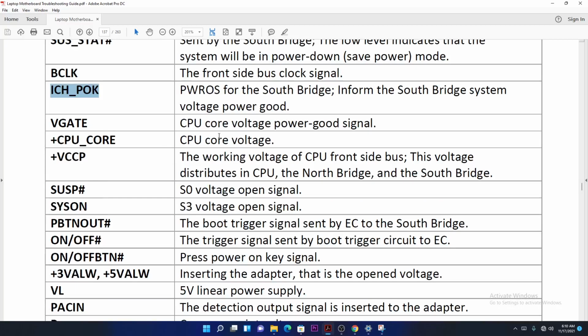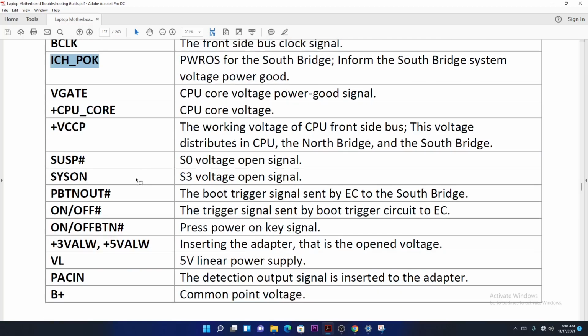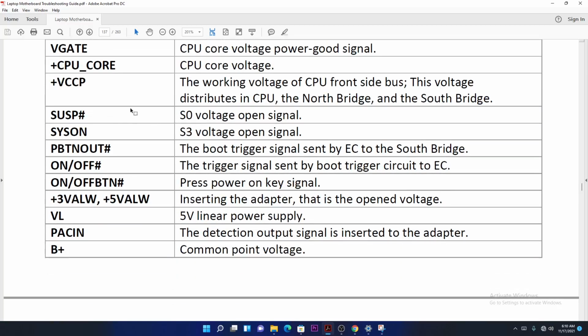Okay, CPU core, this is a power supply for a CPU. This is a power for what? For a CPU. VCCP, this means the working voltage of the CPU. Suspend. Okay, let's say the USB ports. Let's say you connect a charger on your laptop, right? The screen won't receive any power. You know that, right? The power that comes after pressing the power button is suspend voltage. You'll see this suspend. The next one means the system is on.